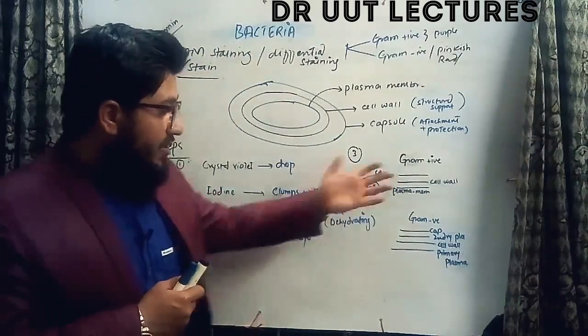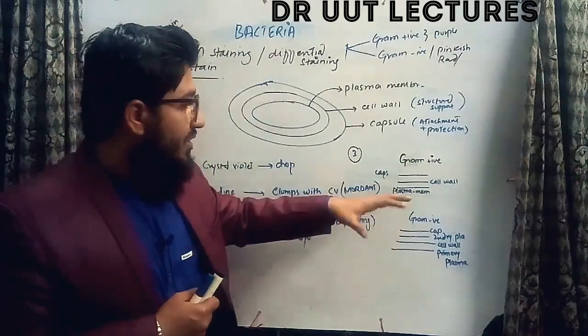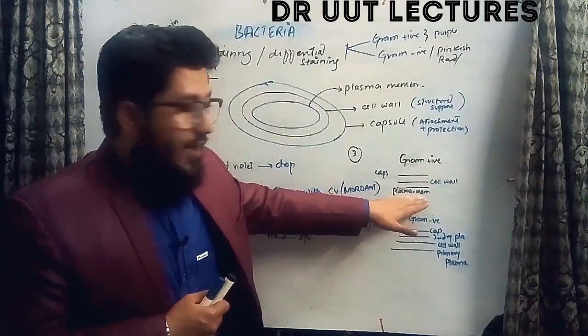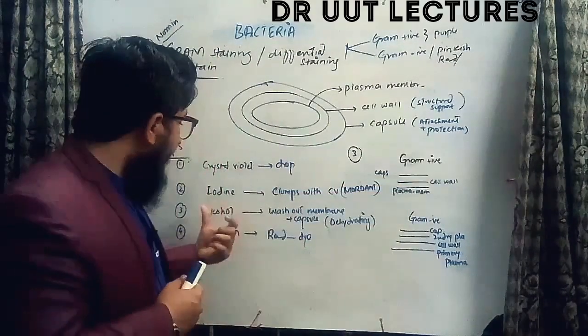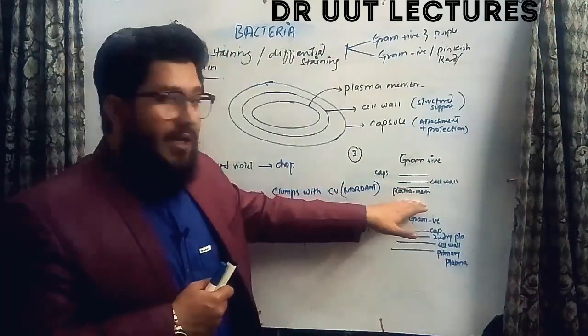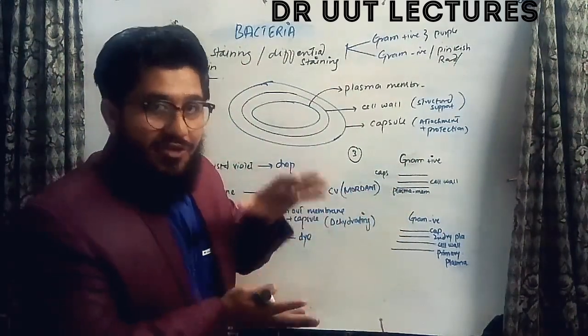So according to gram positive and gram negative bacteria structure, the gram positive bacteria has a structural composition of plasma membrane, a very thick cell wall and a capsule. So when we apply the alcohol, what will happen? The plasma membrane along with the capsule will be washed out and the cell wall will be kind of constricted.